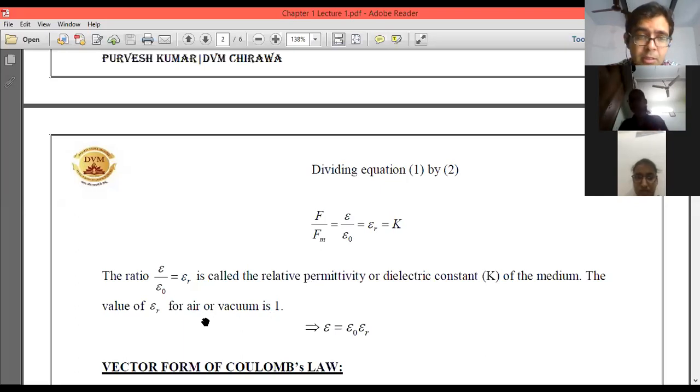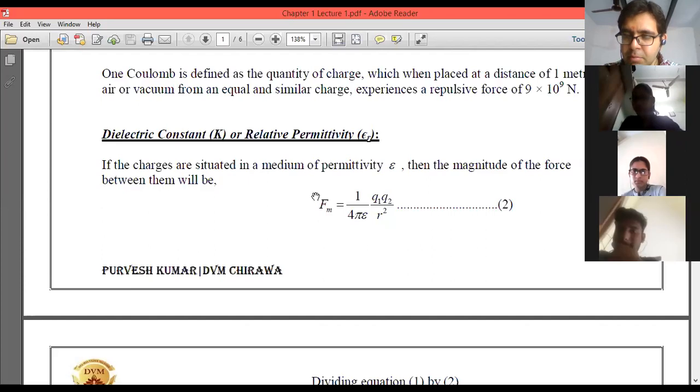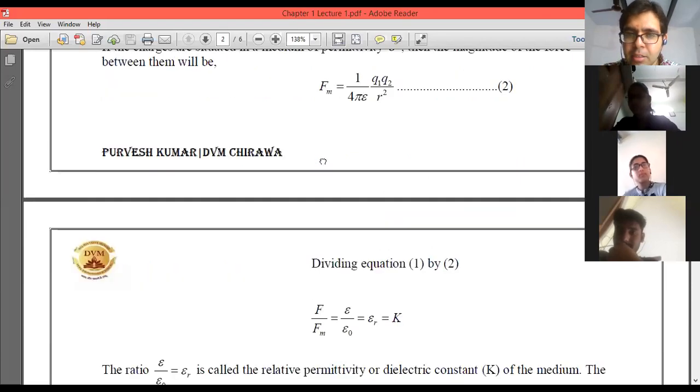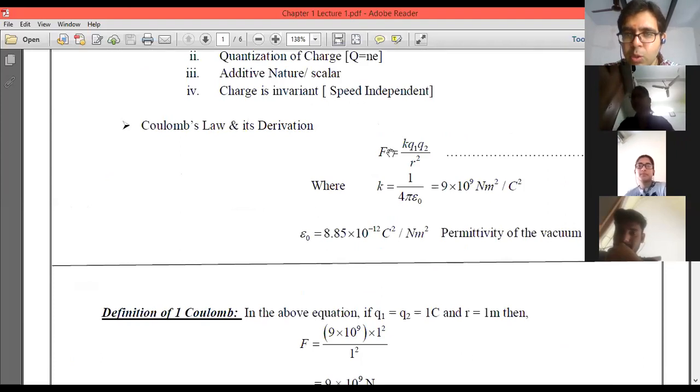Relativity, this epsilon R is equal to... See this thing. This is the force between the charges when they are placed in a medium. Fm is equal to 1 upon 4 pi epsilon q1 q2 upon r square. And the first equation that we have derived is F equal to k q1 q2 upon r square, where k is equal to 1 upon 4 pi epsilon naught, is the force between the charges when the charges are placed in the vacuum.